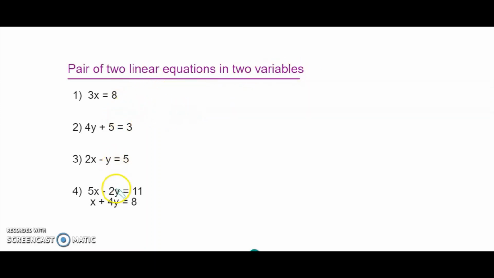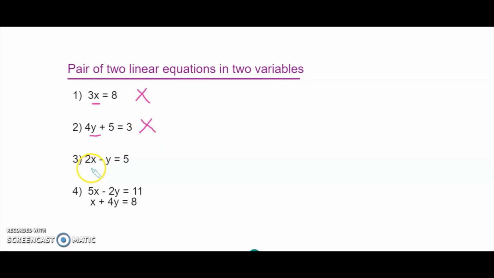So I've taken some examples. Let's check which fits into this heading. If you see the first one, 3x equals 8. First of all, it's an equation, yes, but it has only one variable. So it's not a pair, it's not a linear equation in two variables. So not possible. Next, let's go to the next one. 4y plus 5 equals 3. Again, it's an equation, but again, it has only one variable, not two variables as per the heading. So again, it's not the required equation we are looking for.